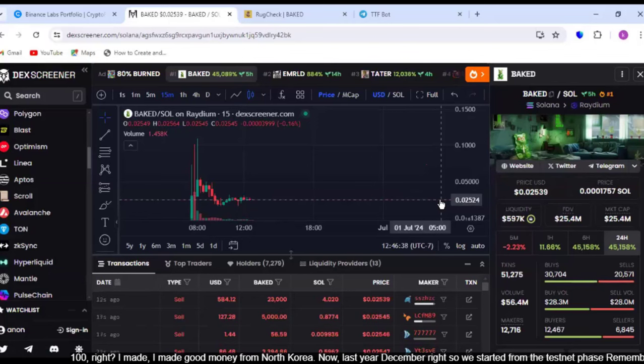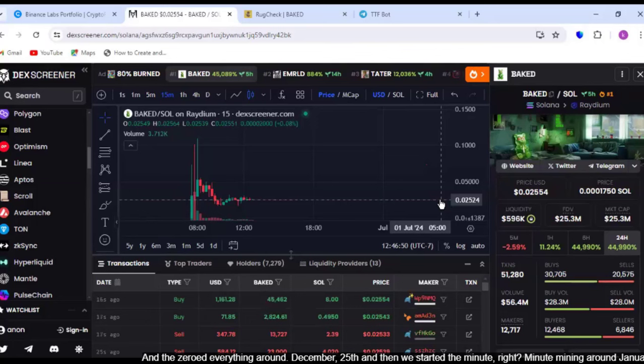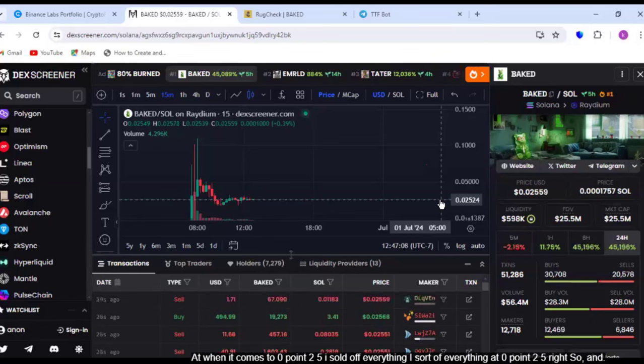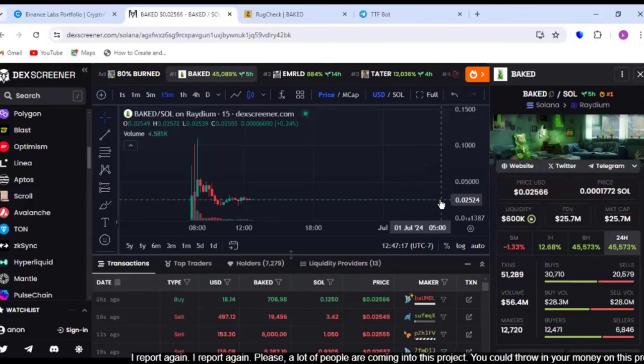Now, I started mining Notcoin last year, December, right? So we started from the testnet phase. Remember the testnet phase, and they zeroed everything around December 31st, and then we started the mainnet, right? Mainnet mining around January. So I actually started very, very early on Notcoin. So I made good money from Notcoin. Even though I sold my first batch when it pumped to 0.25, I sold off everything at 0.25, right? Please, a lot of people are coming into this project.